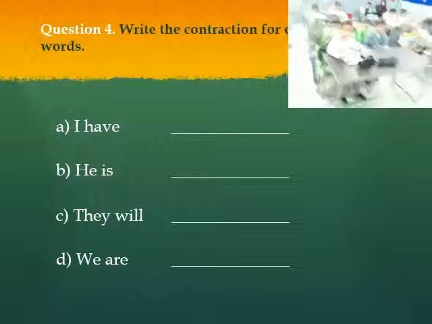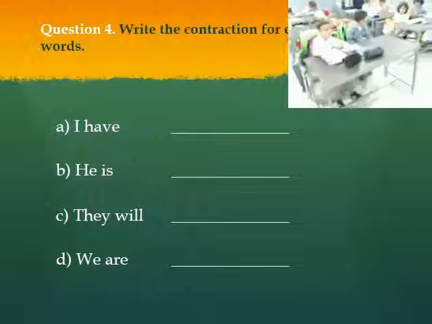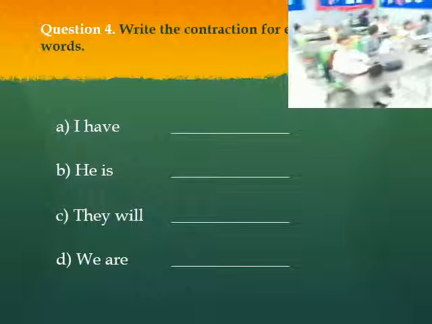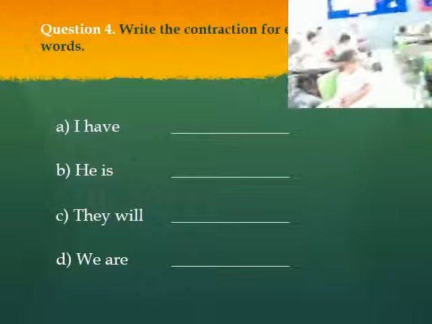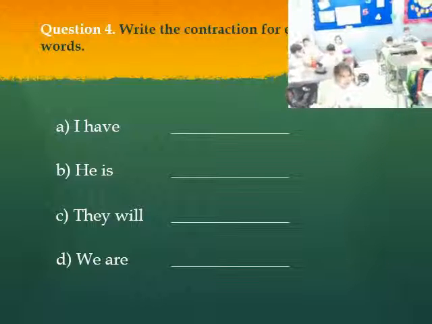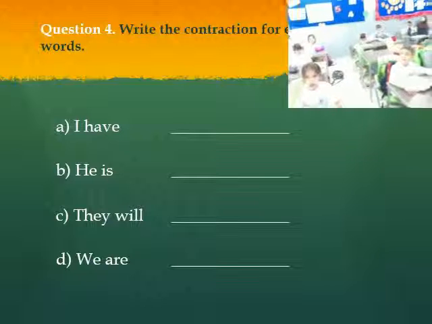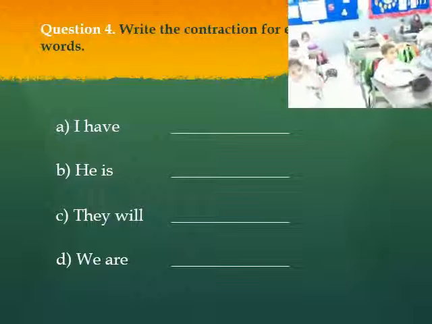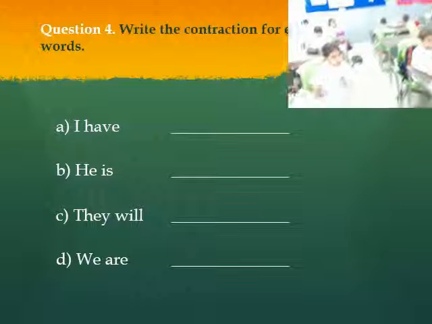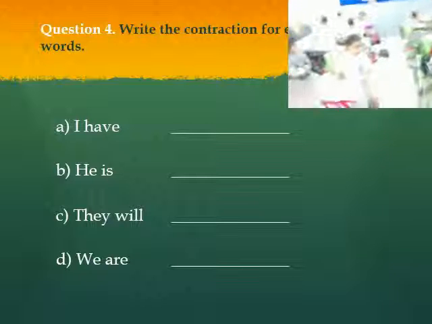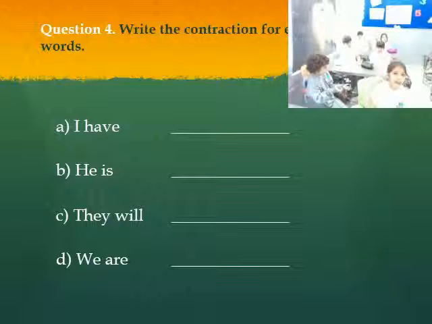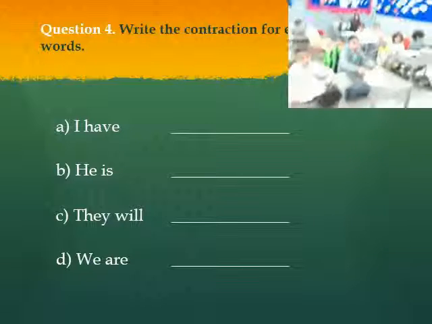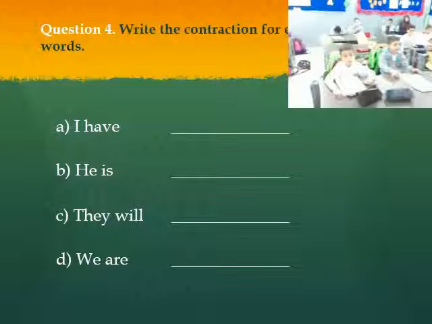Question 4. Write the contraction for each pair of words. Now, what's a contraction? It is a short way to do what? To make the sentence short. To put 2 words together. It also makes the sentence short, of course. But a contraction is a way to put 2 words together. And we replace the missing letters with a what? Comma. No, an apostrophe. Excellent, Adam. We replace the missing letters with an apostrophe.